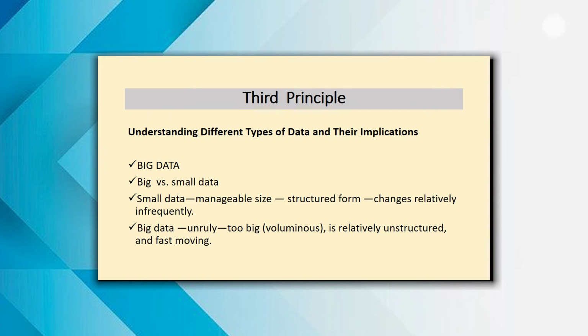For instance, what is small data? Small data, despite its name, is extremely useful and is of manageable size. It is in already structured form, which means it has rows and columns, and the data changes relatively infrequently. Whereas big data is unruly, it's too big to fit on a single server, and is relatively unstructured and moving very fast.